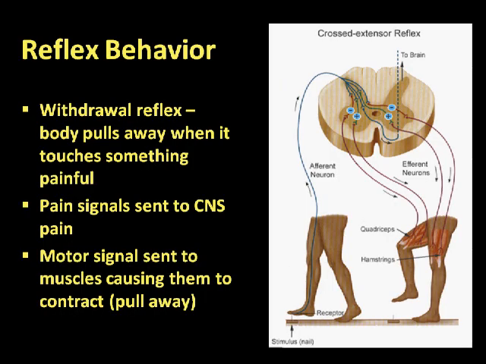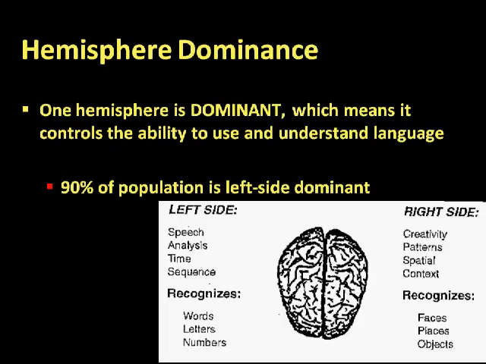There's also a withdrawal reflex, and the example here is stepping on a nail. So again, that pain signal gets sent to the central nervous system, interneuron, reflex center, and information gets sent directly back to the muscles that would be in charge of causing that leg to pull away from the stimulus, in this case something sharp, which is going to basically cause you some pain.